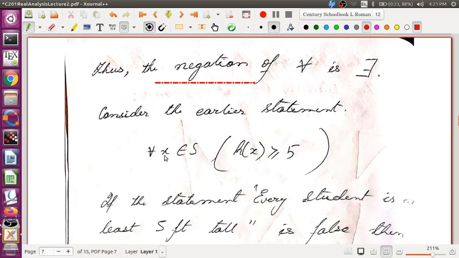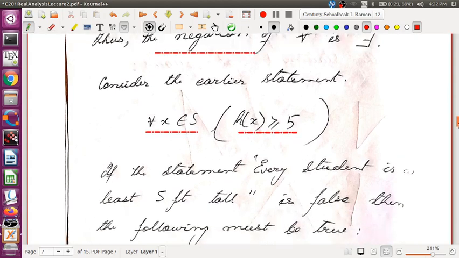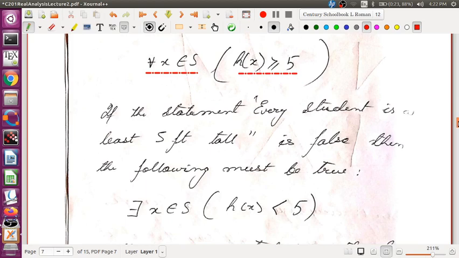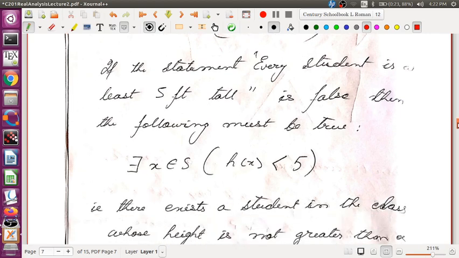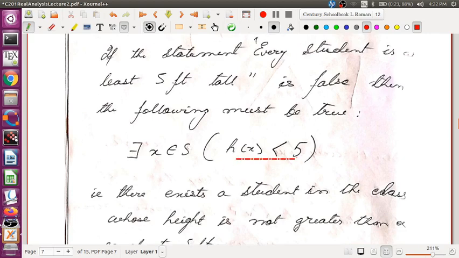So consider the earlier statement: for every x belongs to S, h of x greater than or equal to 5. What will be the negation of this statement? If the statement every student is at least 5 feet tall is false, what does it mean? That means at least one student is there whose height is less than 5 feet, not greater than or equal to 5 feet. So the negation will be: there exists an x inside S such that h of x is strictly less than 5.